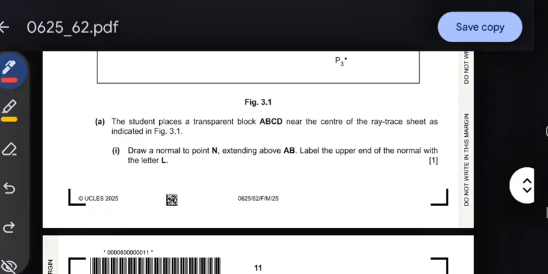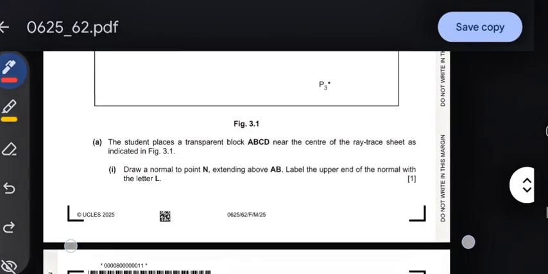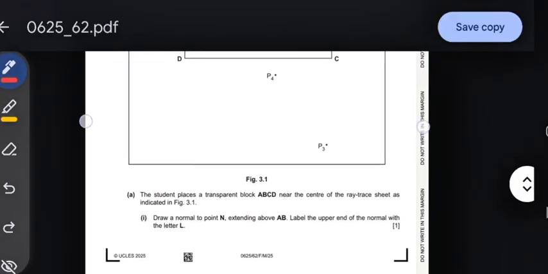A student places the transparent block ABCD near the center of the ray trace sheet as indicated in figure 3.1. Draw a normal to point M extending above AB.